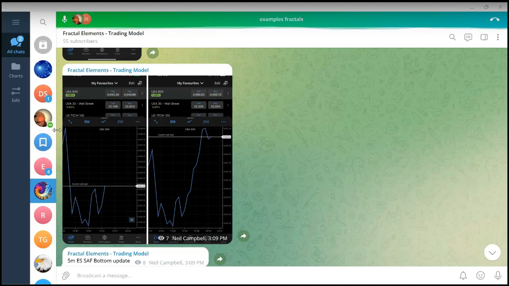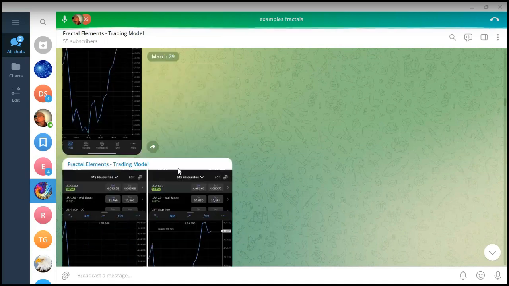Bottom to top. Look what happened here to the right. 1, 2, 3. You get the bottom, a turning point, and it broke the top. That's your target. Okay. So again, we're looking at probabilities of the market turns here.